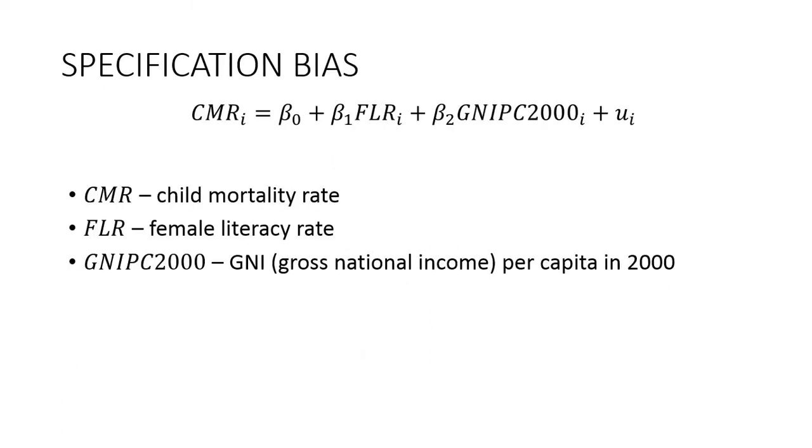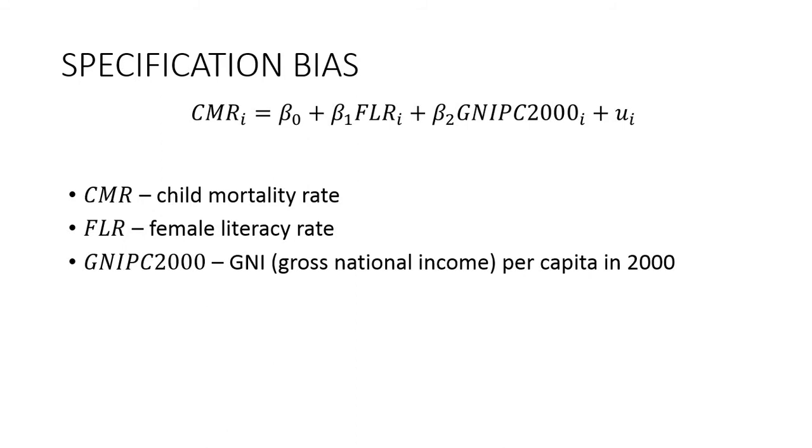So proceeding to the specification bias, I believe it will be more intuitive if I explain it based on an example. The example suggested in your textbook is the following regression model. In this model, we assume that child mortality rate depends on female literacy rate and the value of GNI per capita in 2000. By the way, this model is not really good, so definitely there are better potential determinants of child mortality rate, but nevertheless, this is what we start with.